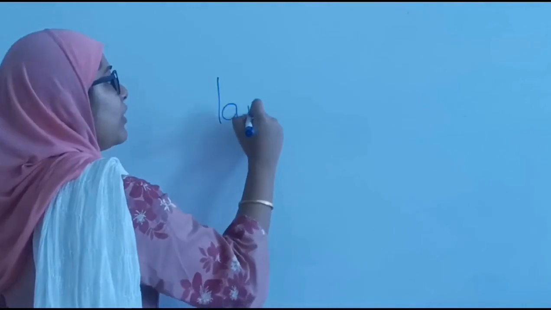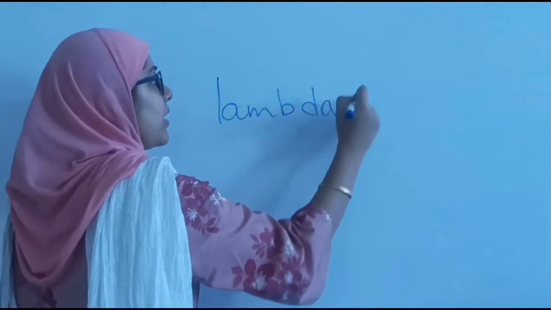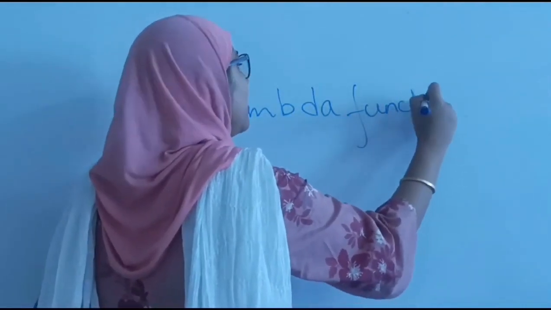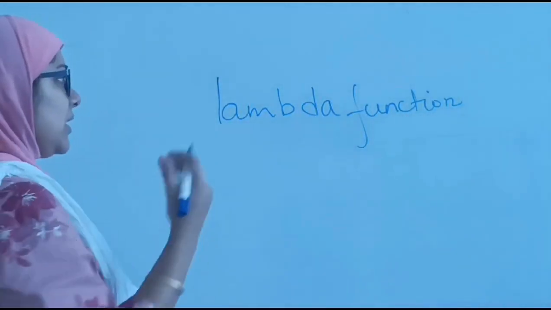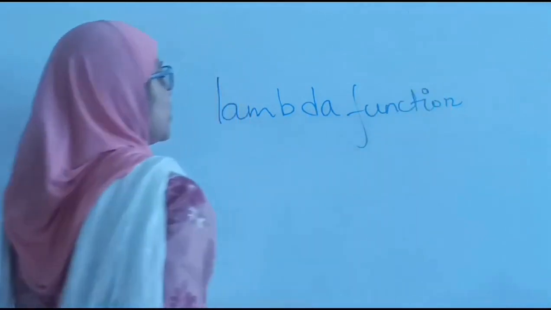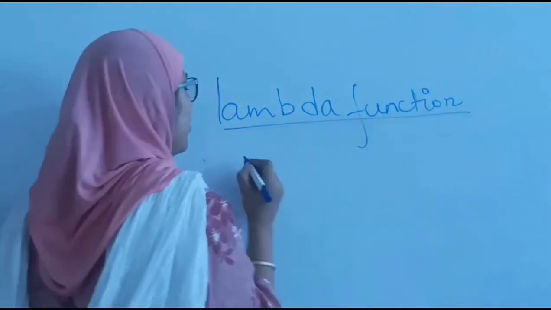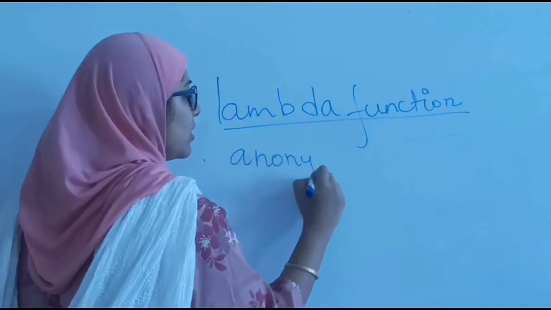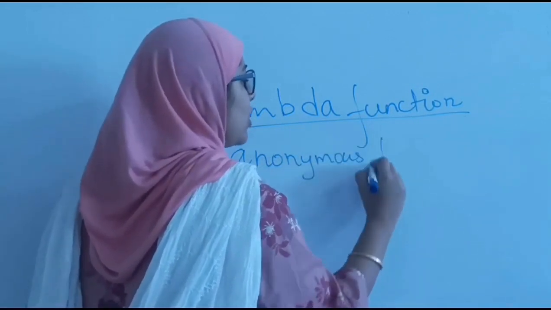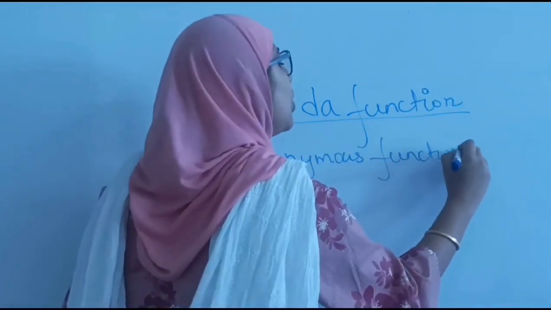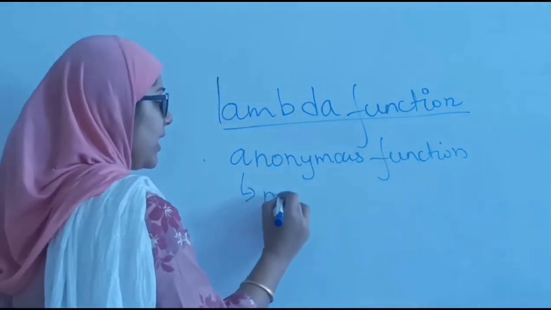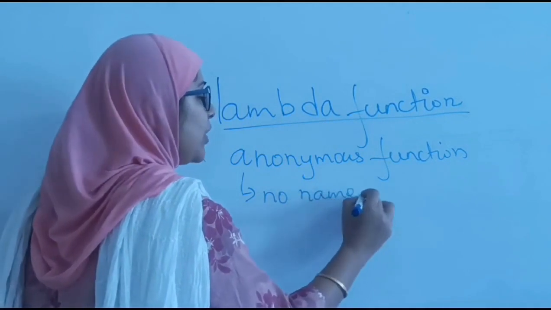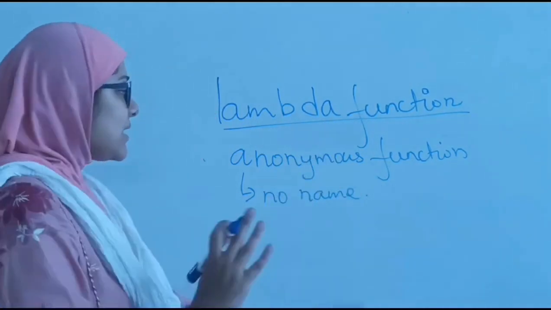So in this lecture we will be discussing the lambda function. Lambda function is a very small function, but it works wonders. So what is lambda function? Lambda function is also known as anonymous function. If you go with the normal English meaning for anonymous, it means no name. That is, it doesn't have any particular name, but it does a particular task.